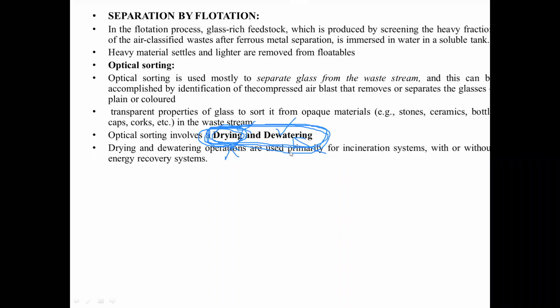These are used in operations primarily for incineration and similar systems, with and without a material recovery system. Either dewatering or drying process you are going to be using primarily in an incineration system, because again, let us consider that it is some glass waste you have over here. Let us say this is some part of a glass waste you have, right?